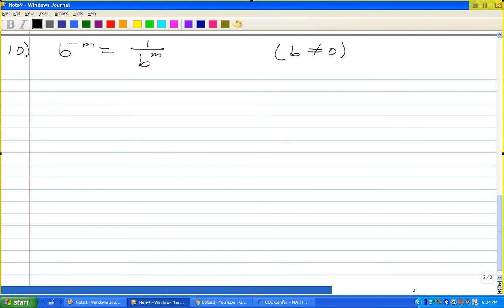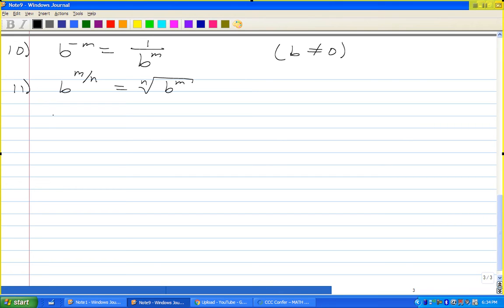And maybe I'll write out the last one. b to the power m over n is equal to the nth root of b to the m, so long as you can take the nth root of b to the m. So long as the right-hand side exists.